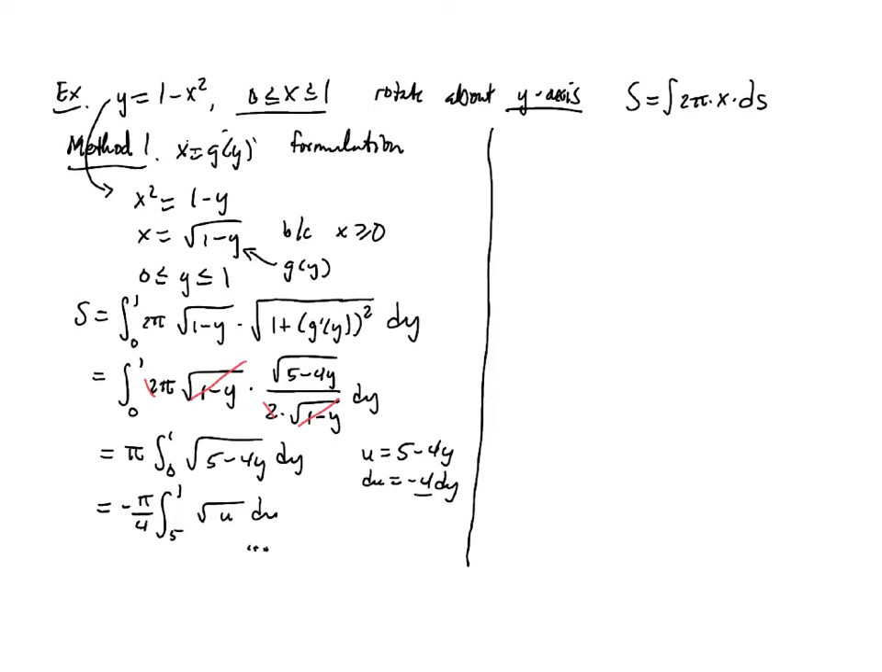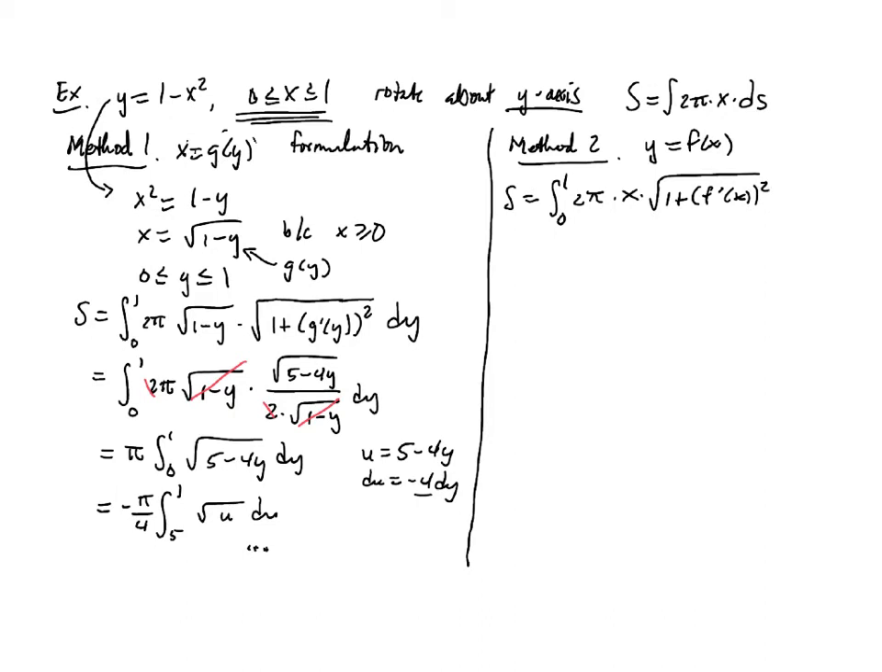Method 2 gives us slightly easier algebra, and then an integral that's not any harder. So method 2 is the y equals f of x formulation. And so my surface area is, I'm going to integrate with respect to x, so I integrate from 0 to 1 because those are my x values, and I do 2 pi times x times the square root of 1 plus f prime of x squared dx. And now you notice that maybe the whole point of this is that this is my f of x, and taking the derivative of that and squaring it and adding 1 is really easy.